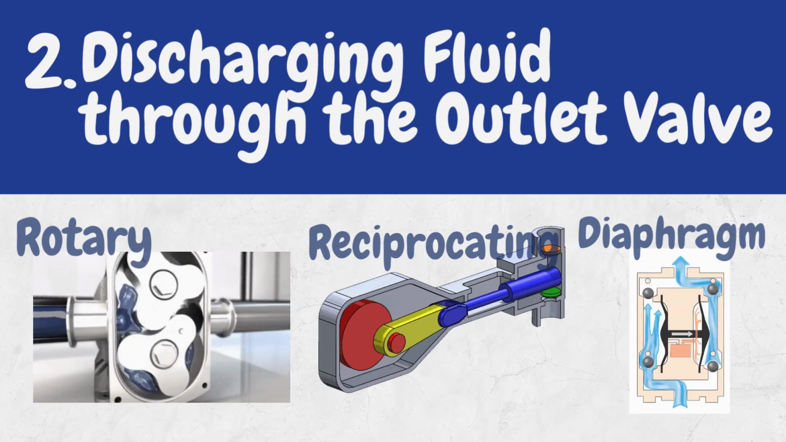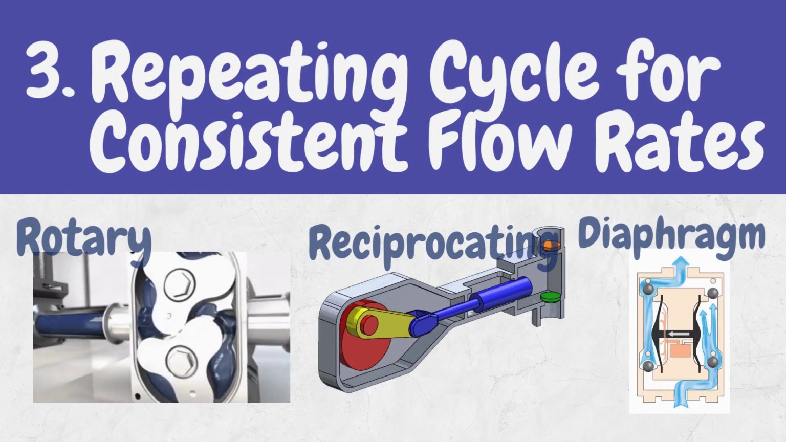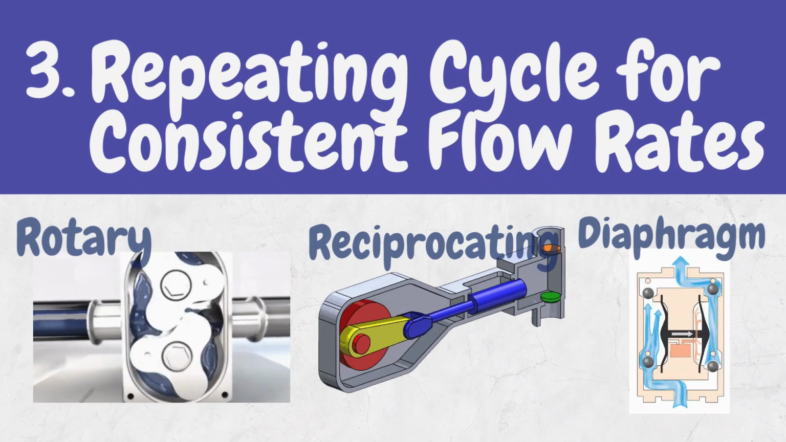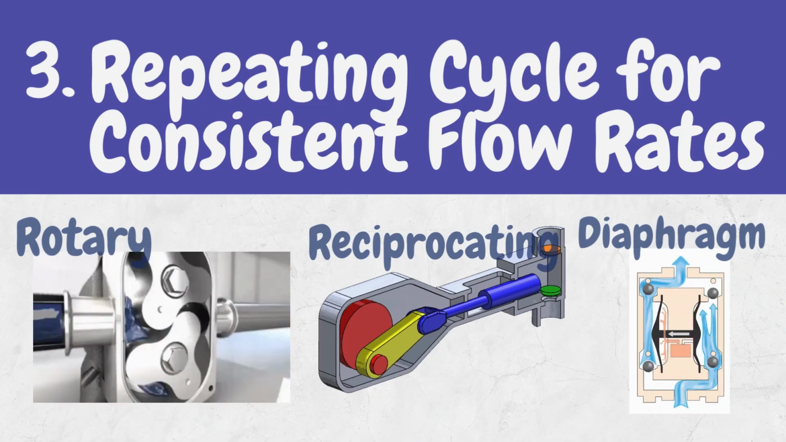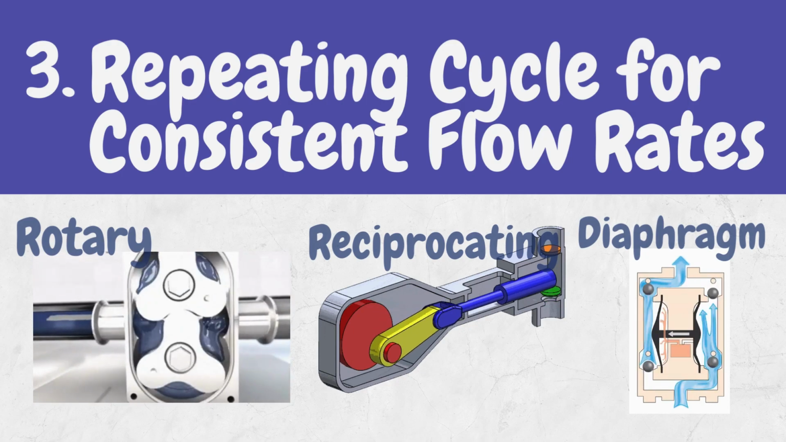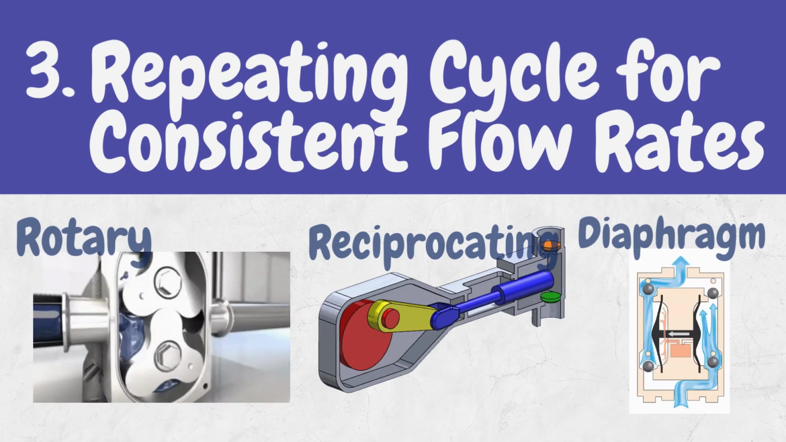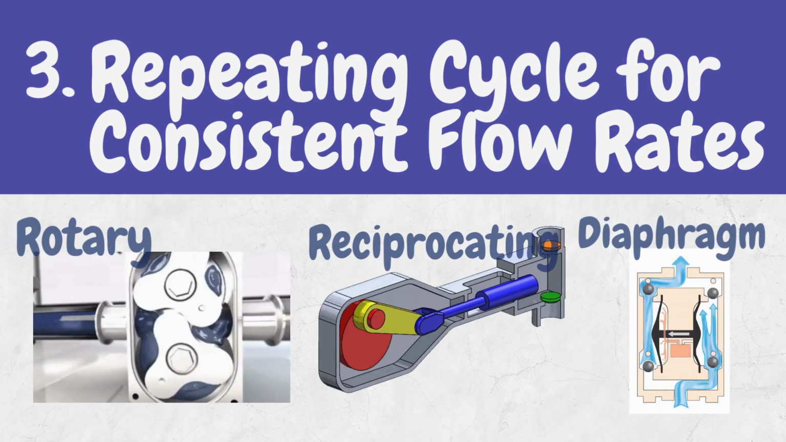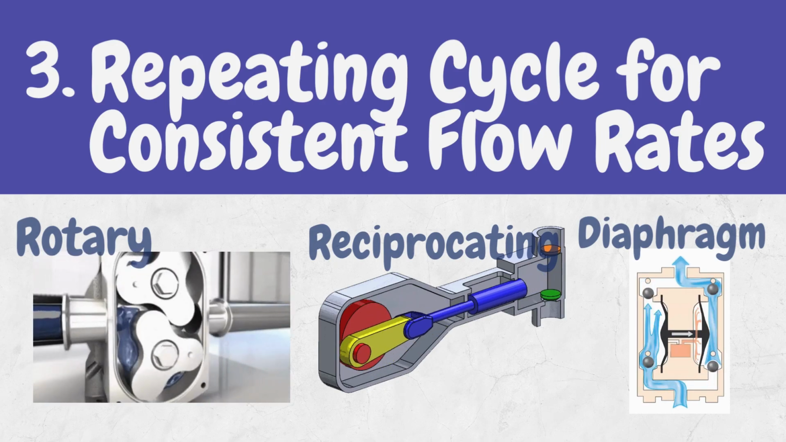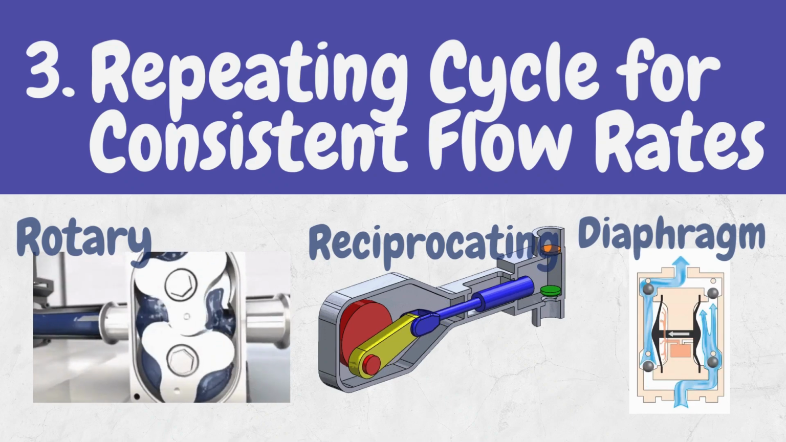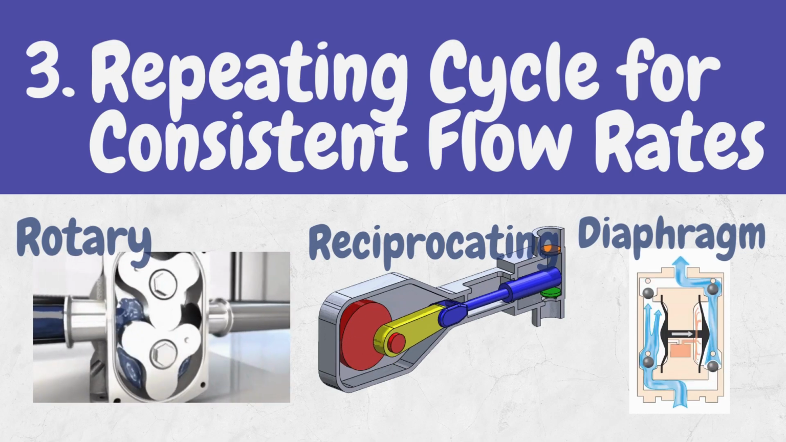Now guys, the third step, which is very easy to understand, is repeating cycles for consistent flow rates. Here in the third step, this process repeats continuously: drawing the fluid into the pump chamber and discharging the fluid through the outlet valve. These two processes repeat continuously, with the pump drawing in the fluid through the inlet valve and then pushing it out through the outlet valve. And this cycle generates consistent flow rates, because the amount of fluid displaced with each cycle remains the same. And guys, this reliability makes the positive displacement pump suitable for various applications where precise and consistent flow rates are crucial.